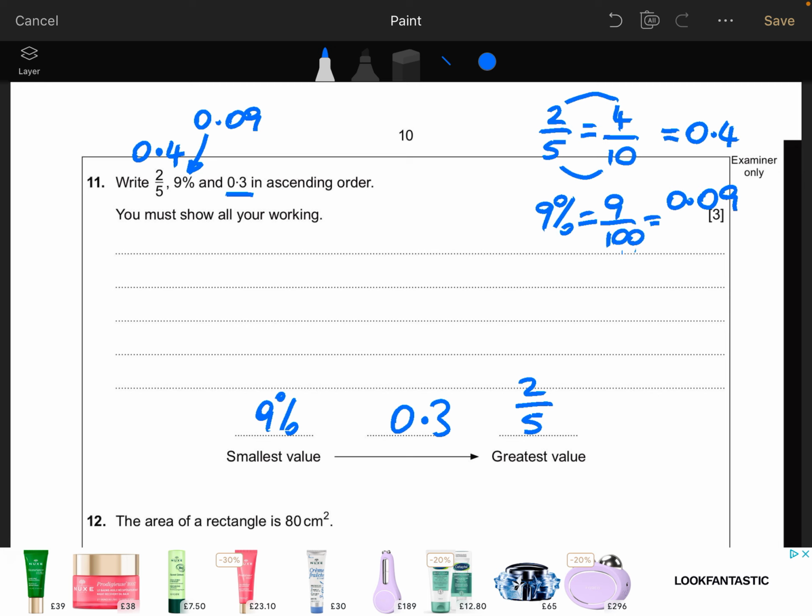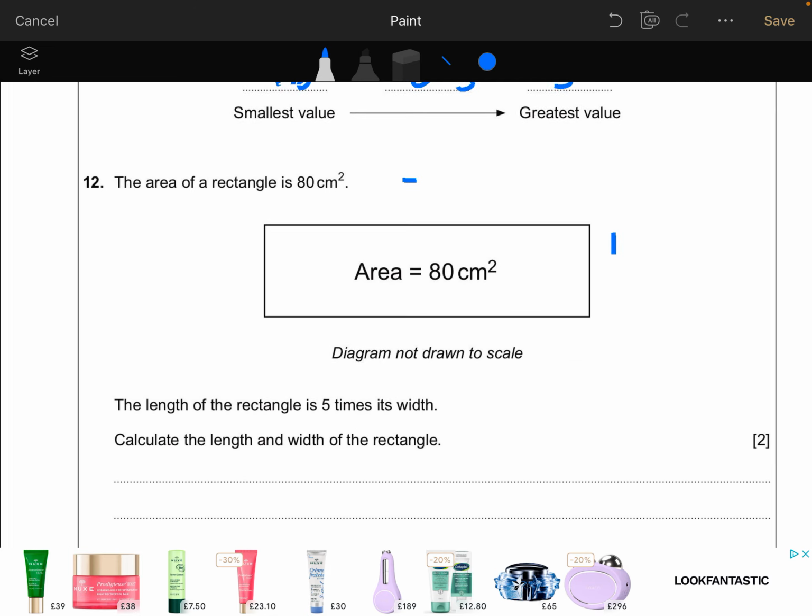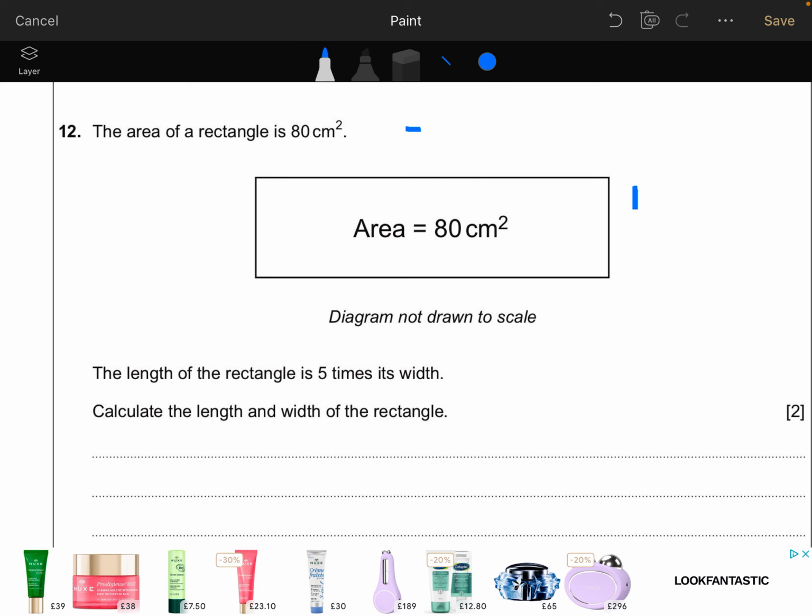Let me just quickly check the mark scheme, and it'll probably tell me whether that's acceptable, but I'm pretty sure it is. Yeah, it's acceptable to just write it down as all the decimals, as long as you put them in the right order. Okay, so the area of the rectangle for question 12.